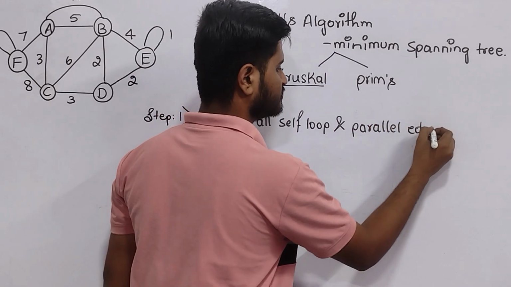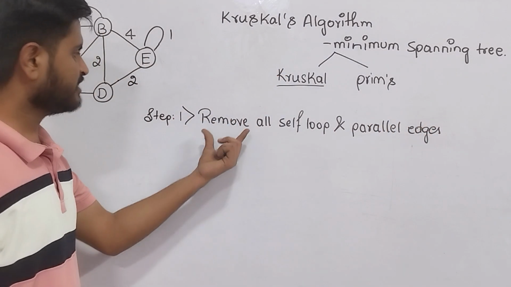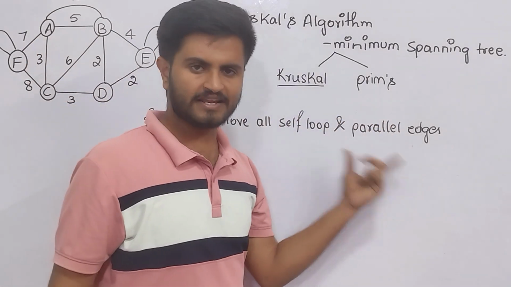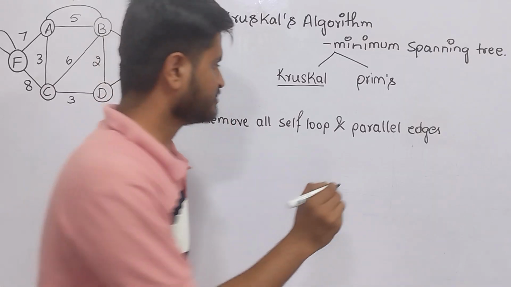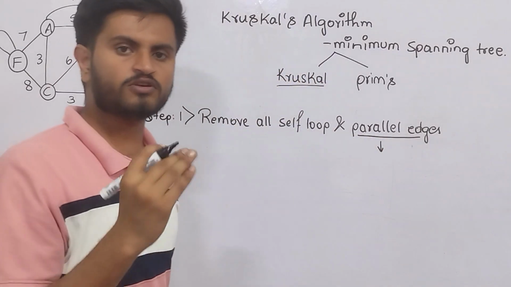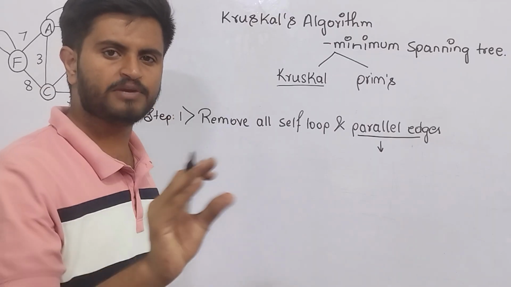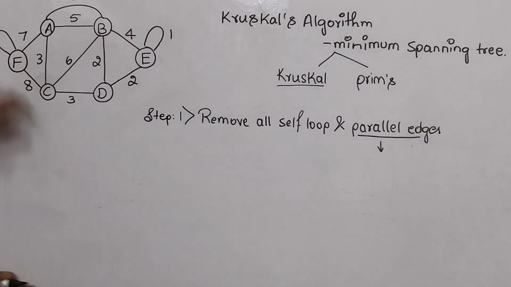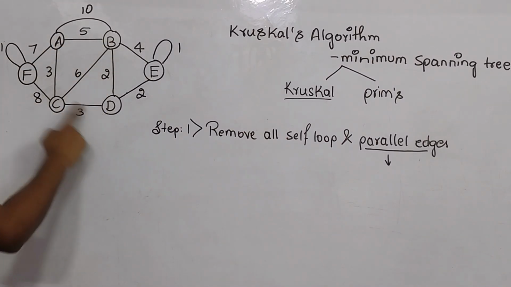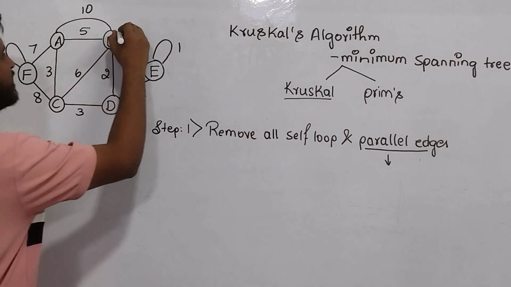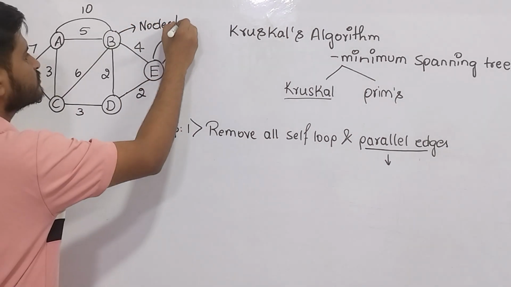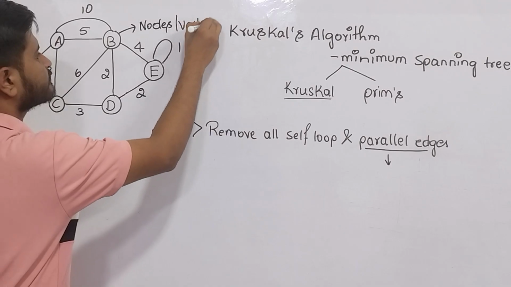So what is the first step? See whether there are any self loops, remove them. And if there are parallel edges, remove them. How must you remove? If there is a parallel edge, remove the most valuable, that is the bigger value. If you see here, A, B, C, D, E, F all will be called nodes or vertices.